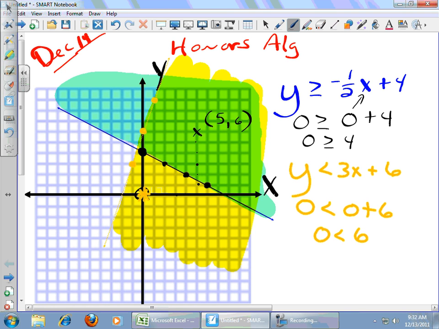If I plug 5 in for x and 6 in for y into both inequalities, they will both yield a true statement. So the solution is this green region here. It includes an infinite number of points. It's actually kind of cool. I love the visual of how the blue turns to green. We're going to look at another example.